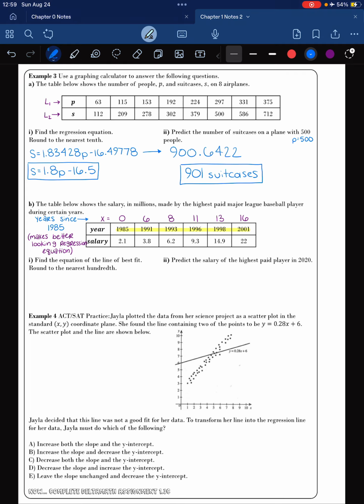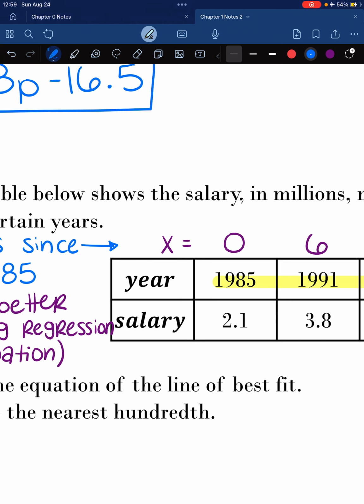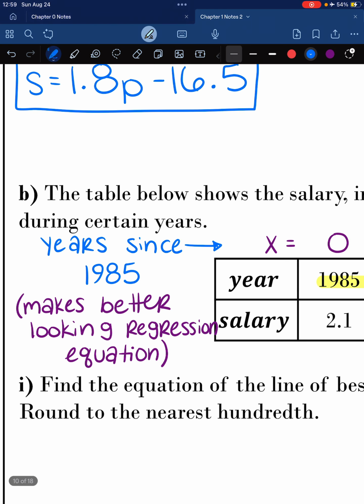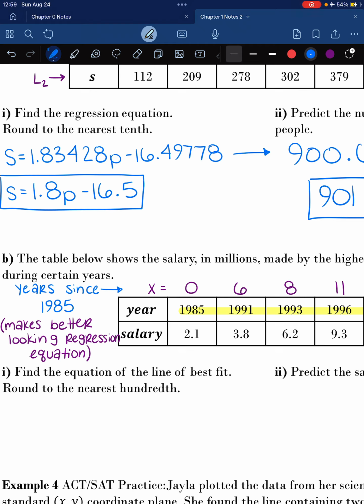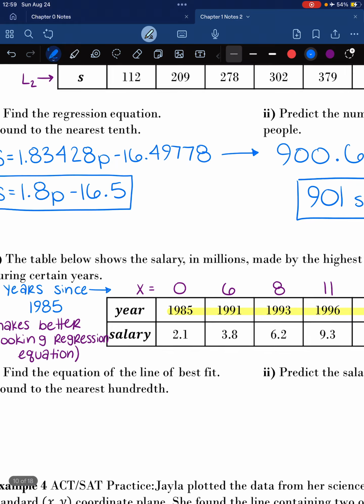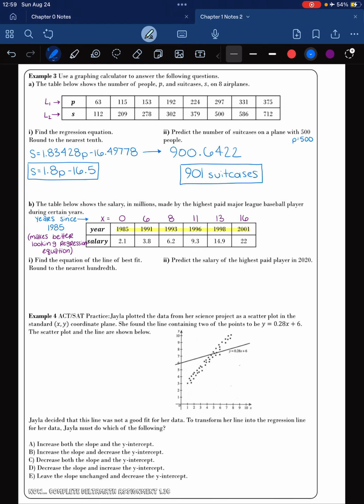So I'm going to go ahead and instead of using thousands for all of my years, I'm going to let my X value be the number of years since that very first year that's listed. So years since 1985. Well, 1985 is 0 years away from 1985, so that one gets a 0. 1991 is 6 years after that, so I'm going to use 6. 1993 is 8 years after 1985. You get the idea. So this top row, those are the numbers that I'm going to actually enter into L1.